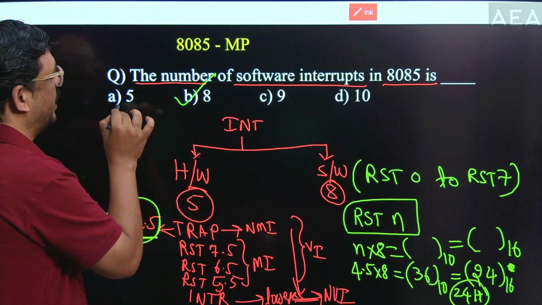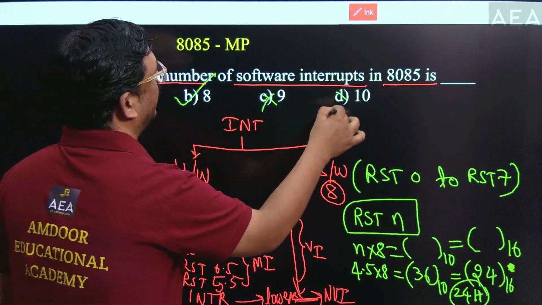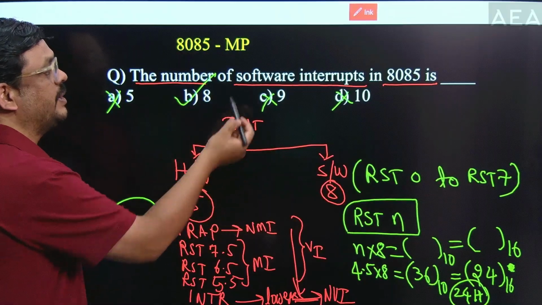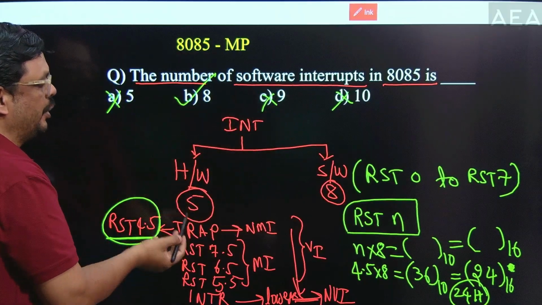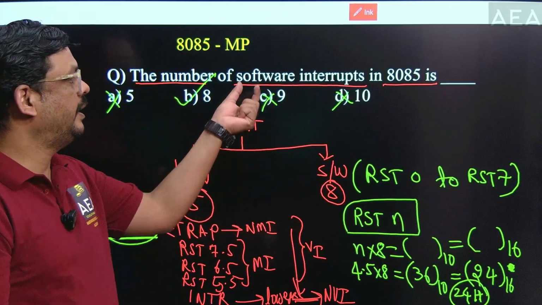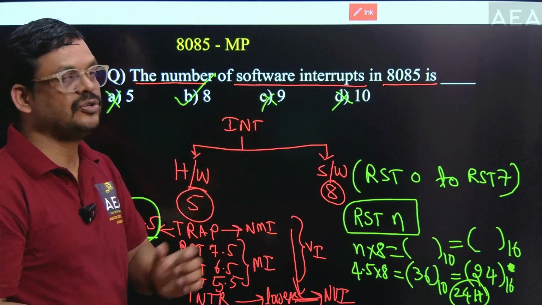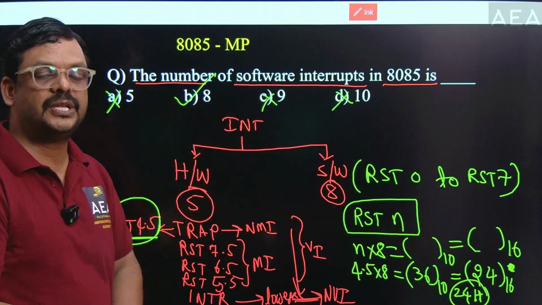So option B is correct, A, C, and D are wrong. If the question comes under hardware interrupts, then we have to select option A. But here this comes under software interrupt, so option B is correct based on the given question.